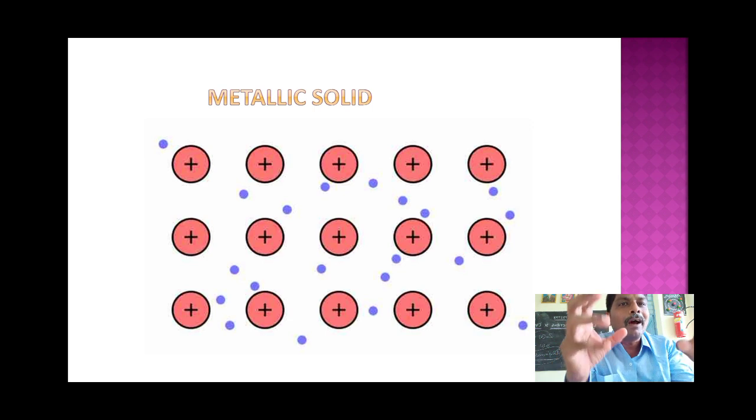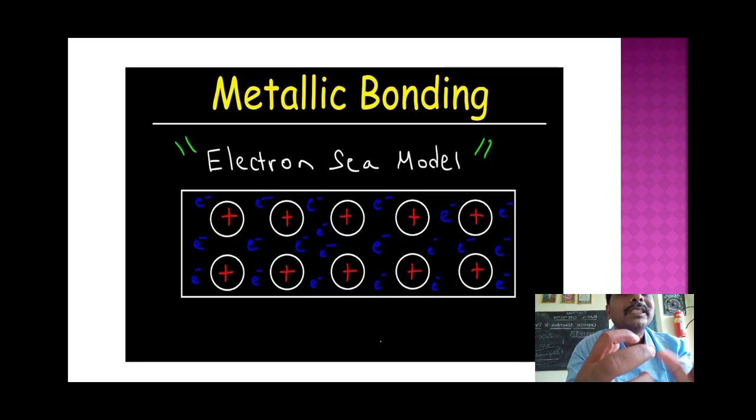Electron gas. Now there is an attractive force between metal ions and electron gas. This metal ion and electron gas are held together with some force. That force is called metallic bond. What is metallic bond? The forces of attraction between metal ions and electron gas, metal ions and electron sea. This is called metallic bond.